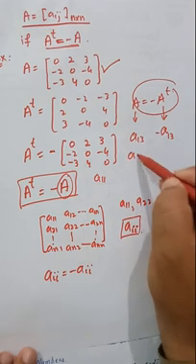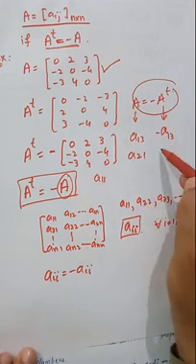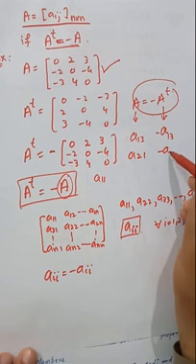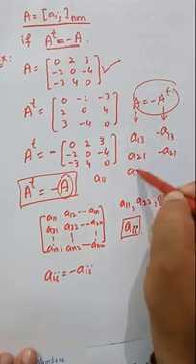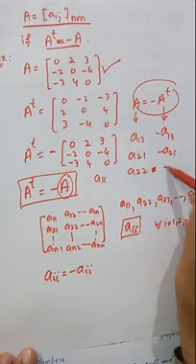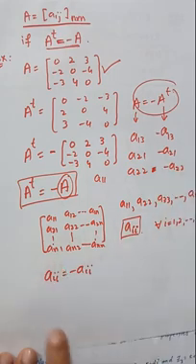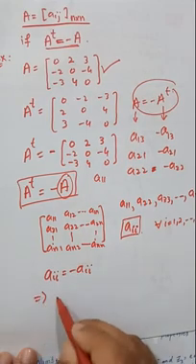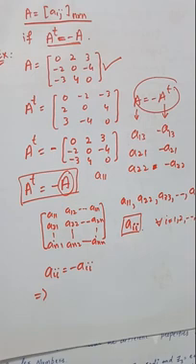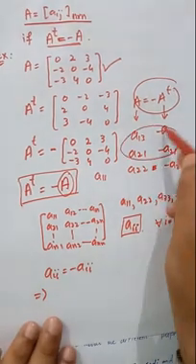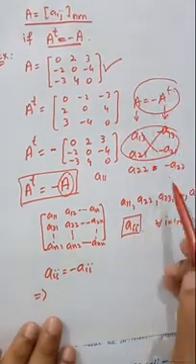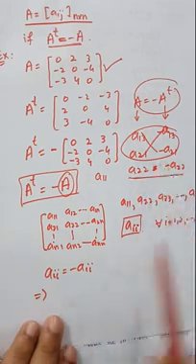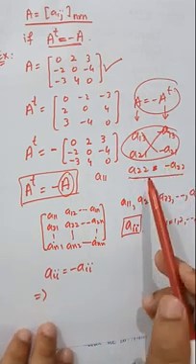If here is A21, then necessarily there will be minus A21. If there is A22, then there must be minus A22. So you see that Aii will be equal to minus Aii. This is not true for all elements; this is just true for the diagonal elements.